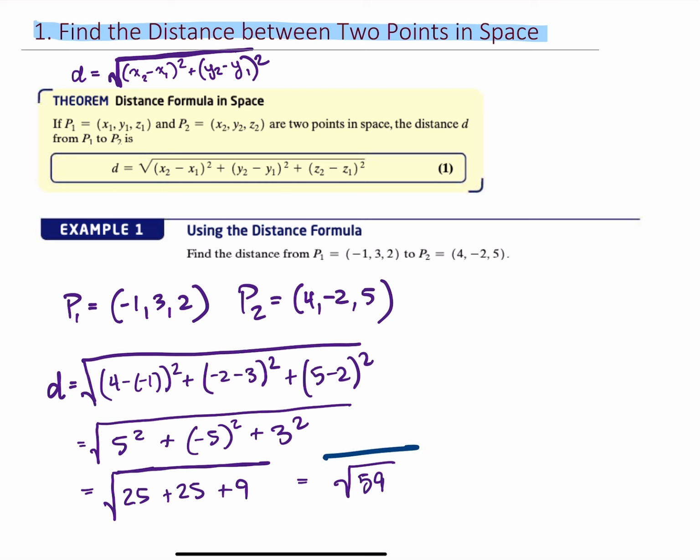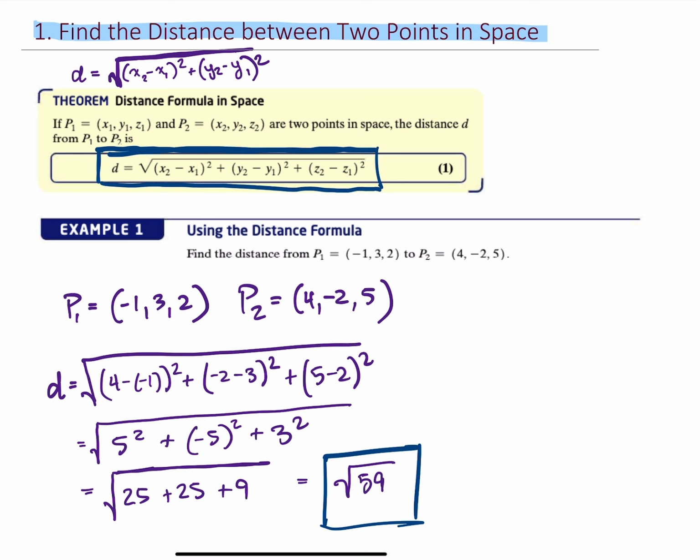So distance between 2 points in the third dimension looks very similar to our regular distance formula in 2 dimensions, but plus a third term, the z2 minus z1 squared.